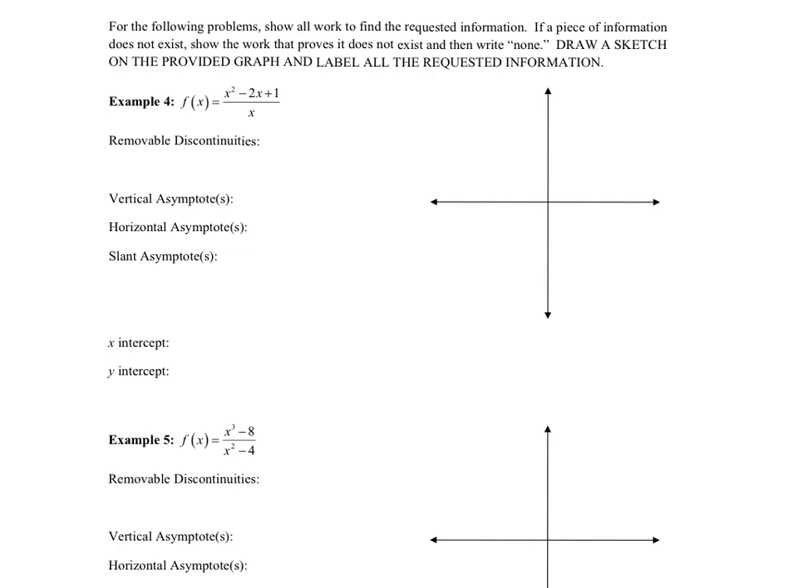Moving on to example 4, we have f of x equals x squared minus 2x plus 1 all over x. Probably a good idea to factor the numerator. That's x minus 1 times x minus 1. Denominator stays as is. There is nothing that we can cross out or simplify, which means there are no holes or removable discontinuities.